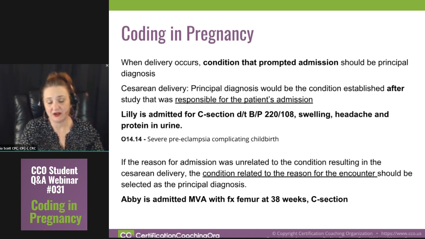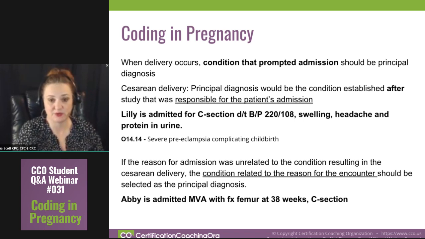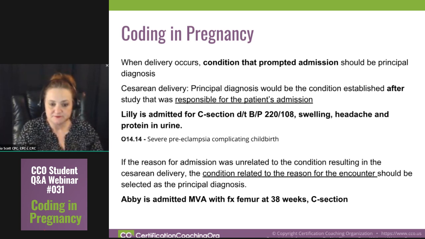I know at least one person, I know two, but I knew one person much better than the other. And that's life-threatening for both the mother and the child. But what happens if the reason for admission was unrelated to the condition resulting in the cesarean delivery? Then the condition related to the reason for the encounter should be selected as the principal diagnosis. So in the first scenario, the patient is admitted and has a C-section. Why did she have a C-section? Because she was an O14.14, and that's the principal diagnosis.